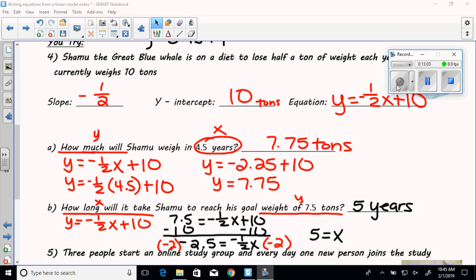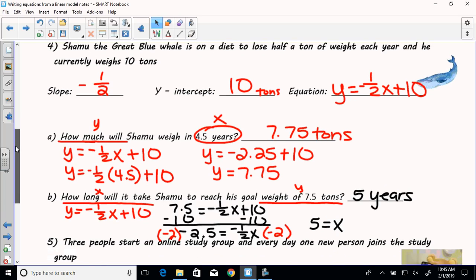All right, so for Shamu the Great Whale, the slope is -1/2 because he wants to lose a half a ton of weight each year. So we have -1/2, and the y-intercept is 10 tons. And then your equation would be y is equal to -1/2 x plus 10.